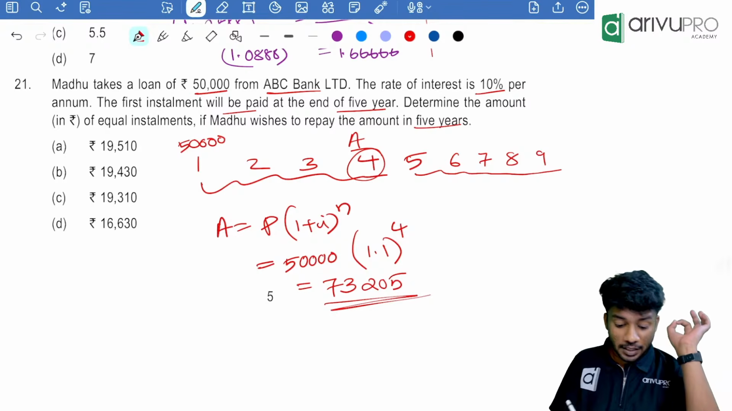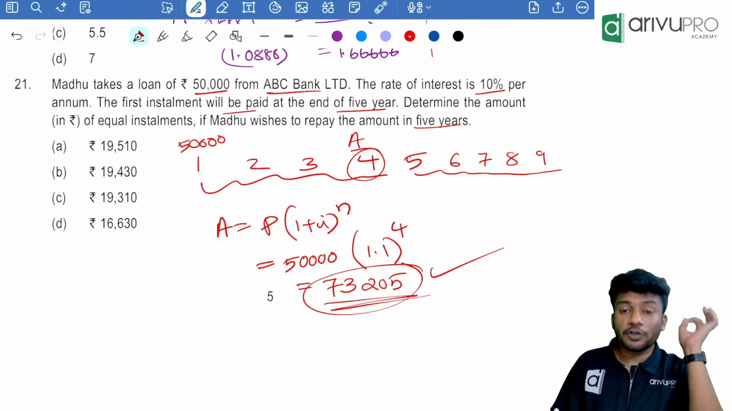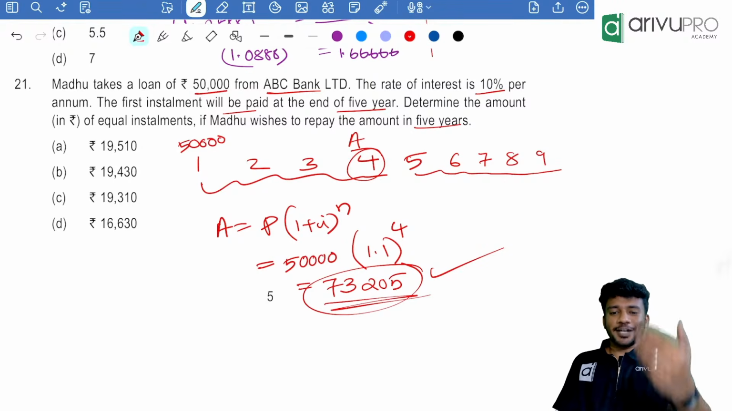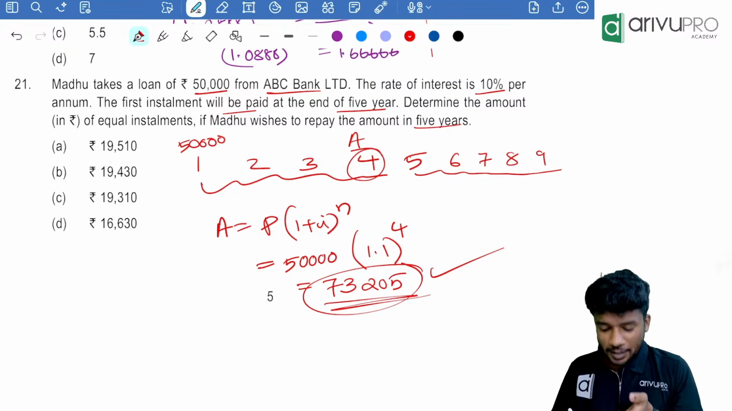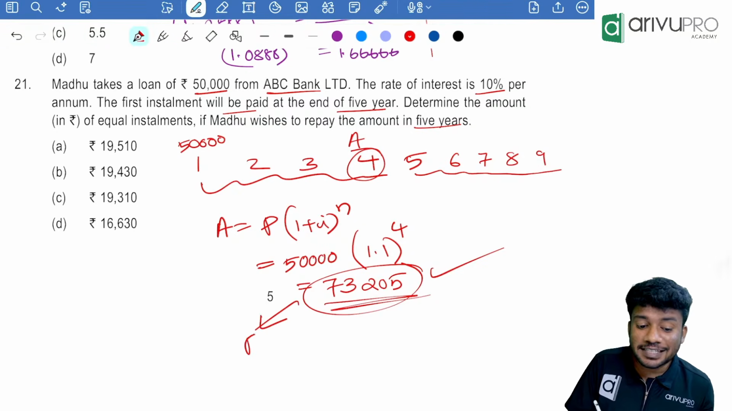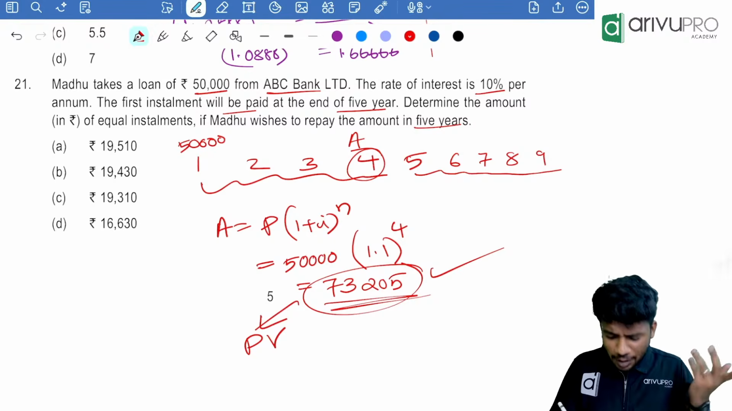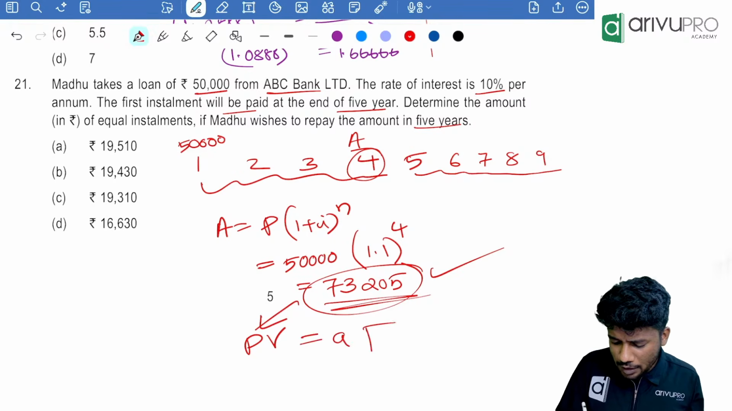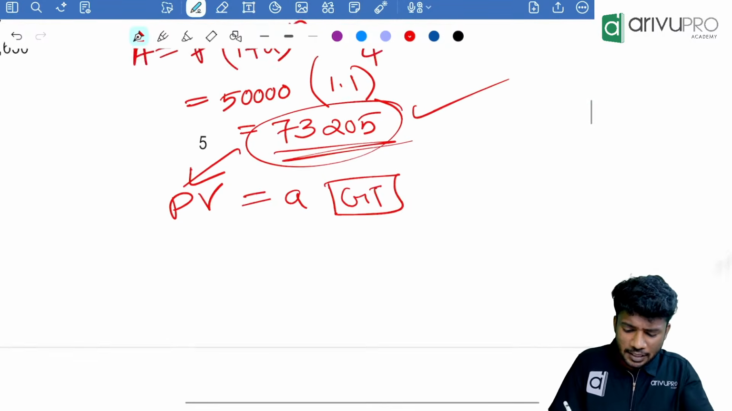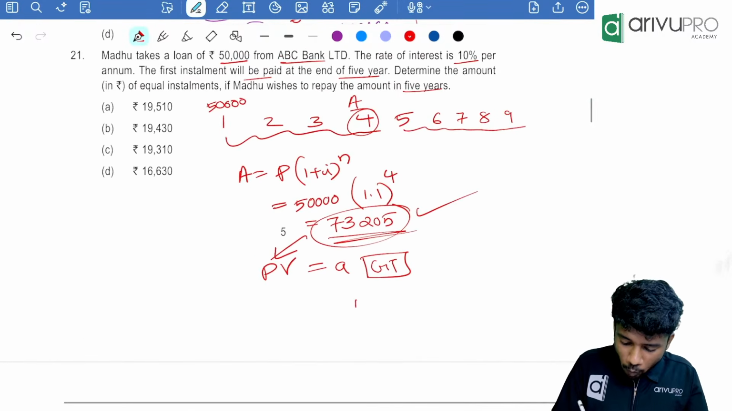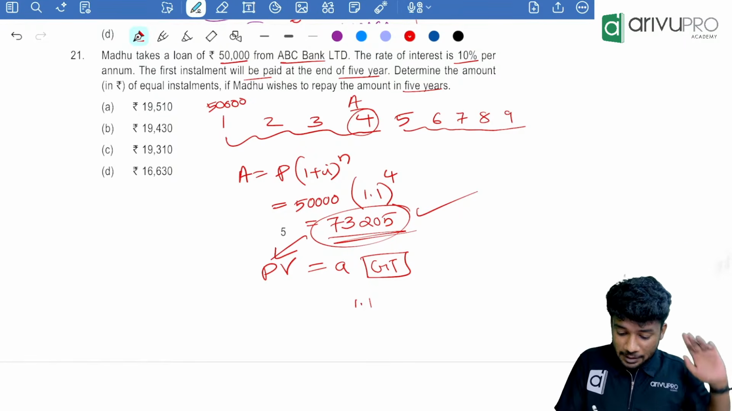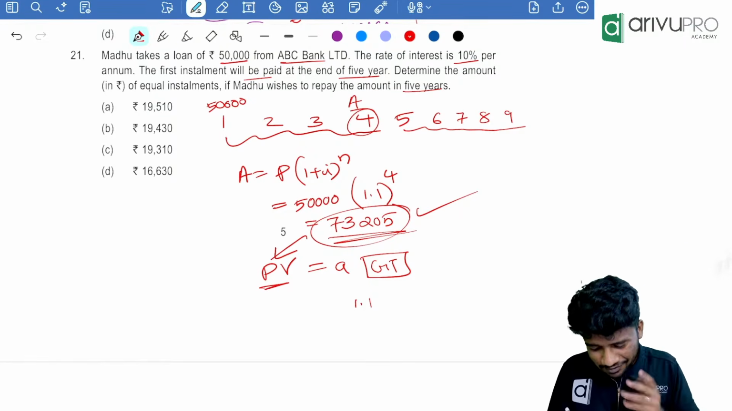This is now the loan amount we are going to pay back, because the first 4 years I did not pay anything. So I should be paying for 73205, and that should be taken as the present value. Now you can use present value equal to A into GT factor. Type 1.1, first find the GT factor, then click divide equal to and multiply it with the PV value. You will get the final answer.